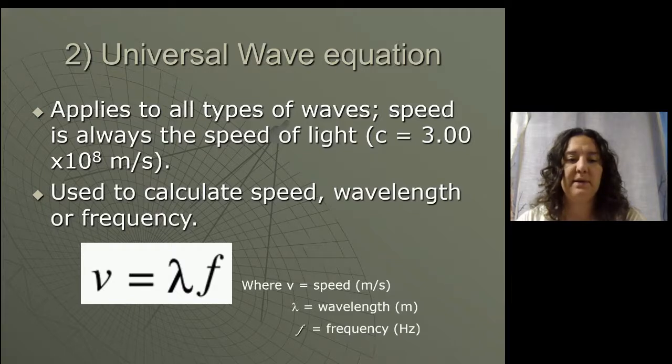So velocity is speed in meters per second. Lambda is wavelength in meters, and frequency is represented in hertz.